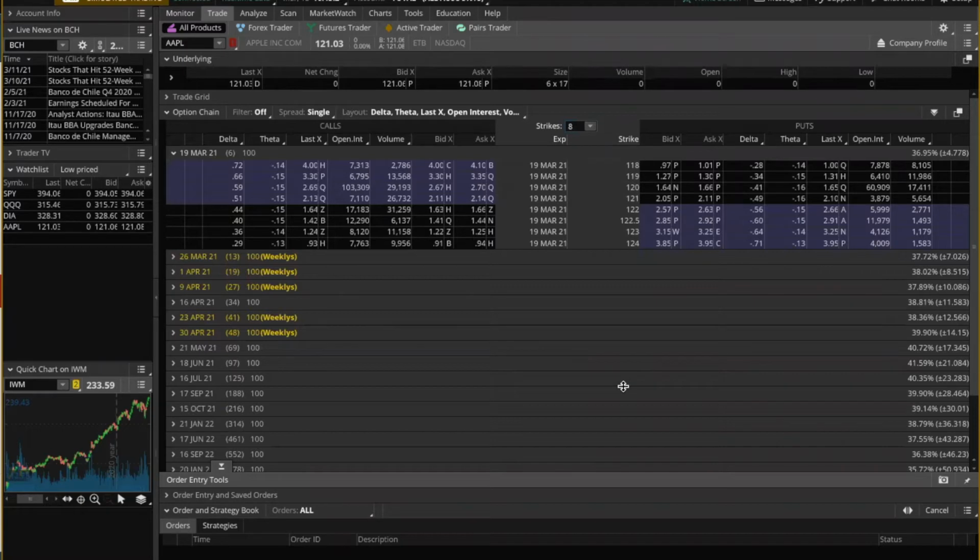So you might be thinking, how can I purchase Apple at $118 when it's currently trading at $121? So again, the option gives you the right to buy the stock at that certain price. But what you do have to know is if you do want to get the shares of the stock, you have to have the money available.